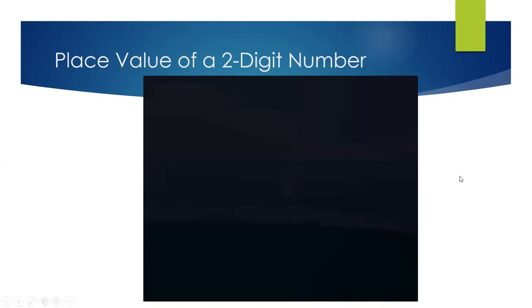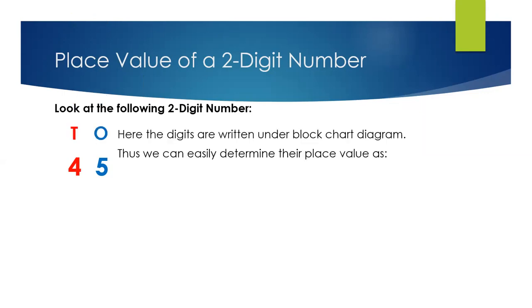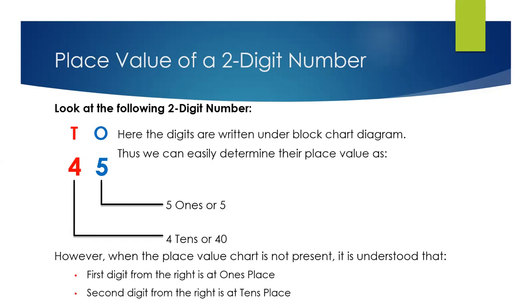So students, you have watched this video. Do you understand that a two-digit number consists of two digits, and the first digit from the right is at ones place, and the second digit from the right is at tens place. So here the digits are written in a block chart diagram, thus we can easily determine the place value. Here 5 is for 5 ones and 4 stands for 4 tens or 40. However, when the place value chart is not present, it is understood that the first digit from the right is at ones place and the second digit from the right is at tens place.